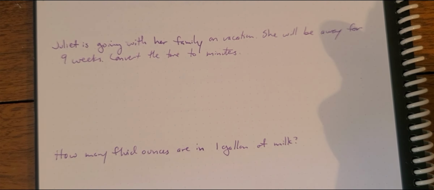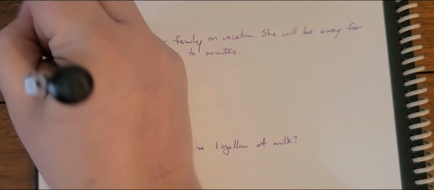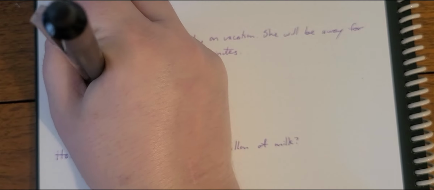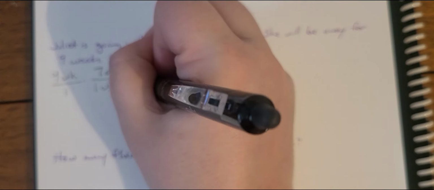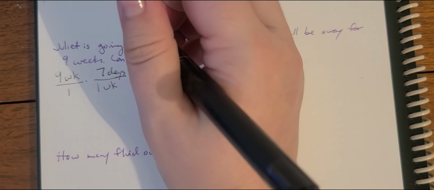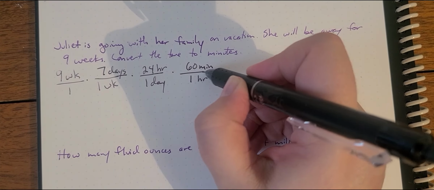So if Juliet is going to be gone for 9 weeks, and we want to convert that to minutes, we're going to say that 9 weeks, and you can always just put this over one, is equal to, well, then we want to say that 1 week is equal to 7 days, right? We're going to go to the next smallest unit of measurement. And then that 1 day, notice how these are opposite, right? Opposite, opposite. 1 day is equal to 24 hours. And 1 hour is equal to 60 minutes. So finally, I have the unit that I want, which is minutes.